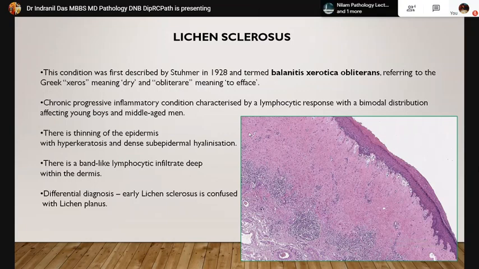It is a chronic progressive inflammatory condition characterized by lymphocytic response with a bimodal distribution, affecting young boys as well as middle-aged men. There is thinning of the epidermis with hyperkeratosis and dense subepidermal hyalinization. The differential diagnosis is lichen planus. In early stage of lichen sclerosus, dense lymphocytic infiltration may be seen just beneath the mucosal lining.